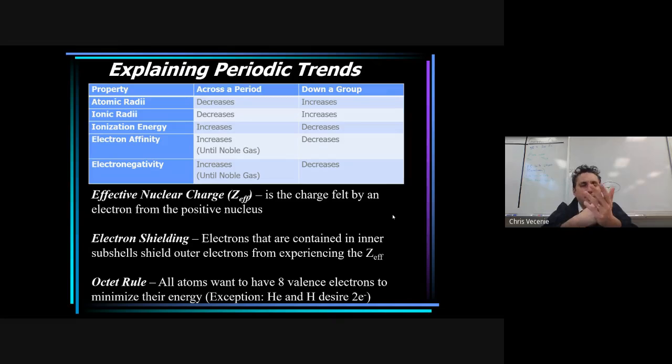The last thing that we'll use to explain some things is called the octet rule. You're going to find out that there is a really big energy stabilization, which is why most atoms behave the way they do, whenever atoms achieve 8 valence electrons. And the reason being, when you get 8 valence electrons, you have a full shell. You have an s2p6 configuration, which means all of your orbitals are filled. There's an exception to that. Helium and hydrogen, because they're in the first row, only have to fill a 1s2, and that fills their whole energy level. So they follow what they call a duet rule. So just think of it as an exception to the octet rule.